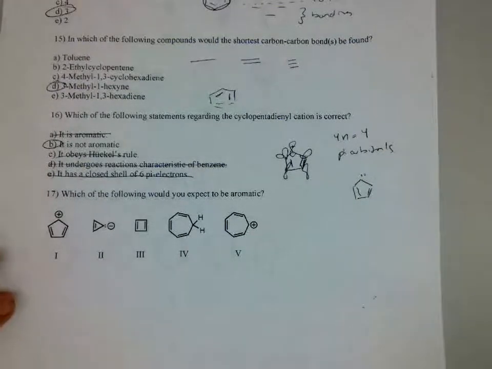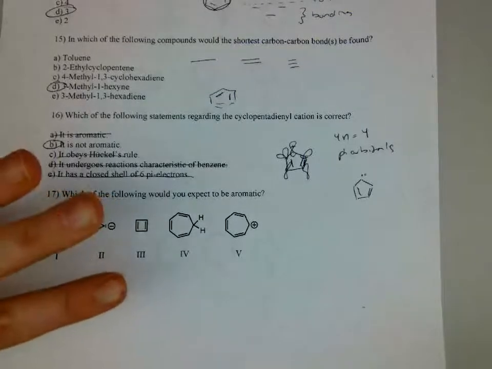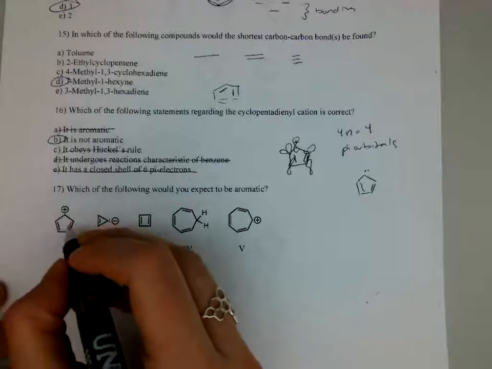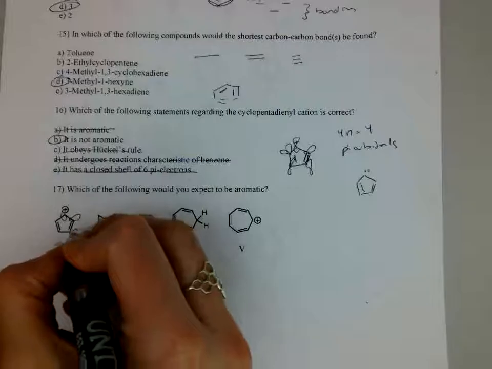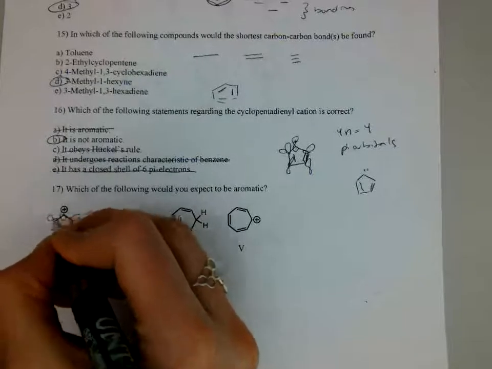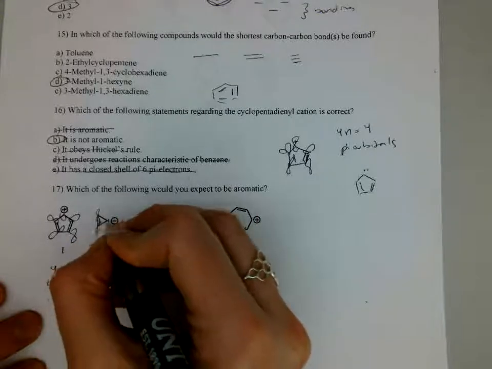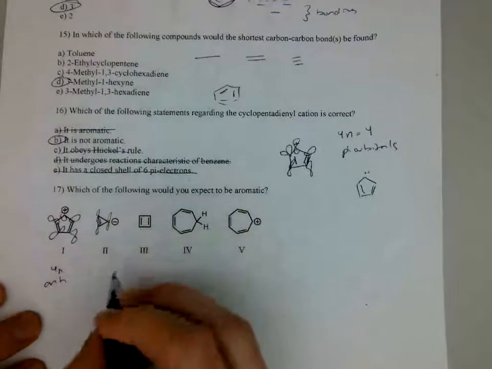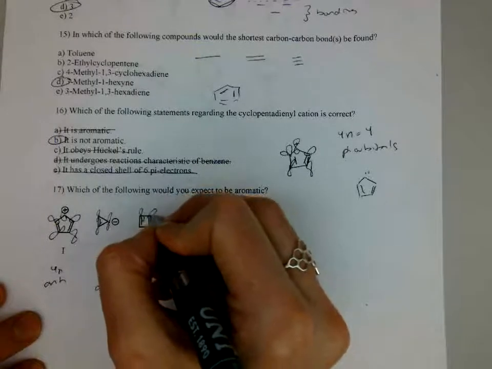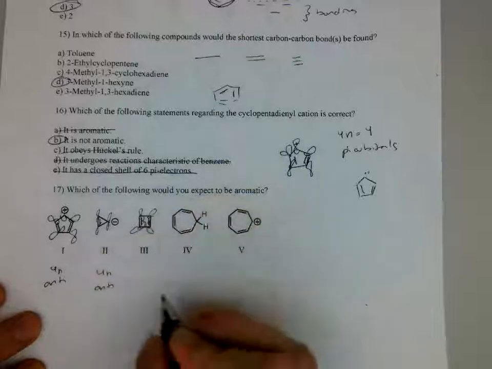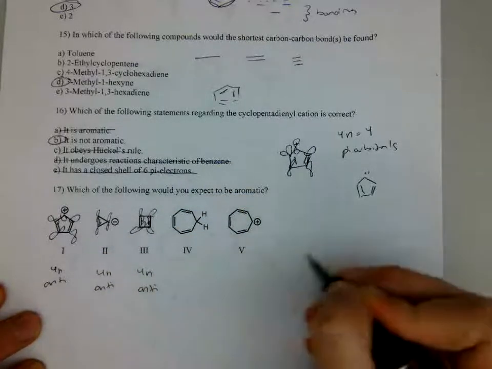Which of the following would you expect to be aromatic? Let's just go through all these and categorize them as anti-aromatic, aromatic, or non-aromatic. So 1, 2, 3, 4. 4 pi electrons. It does have a continuous ring around it. So this would be anti. This has a continuous ring of pi electrons. 1, 2, 3, 4 pi electrons. So 4n, so it's anti. This has a continuous ring of pi electrons. 2, 4 pi electrons, so it's anti.